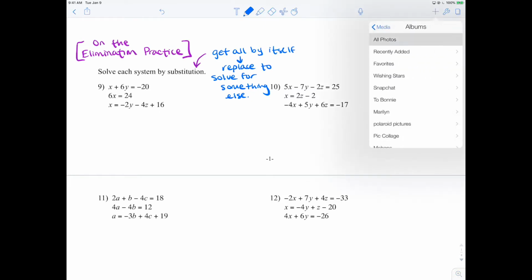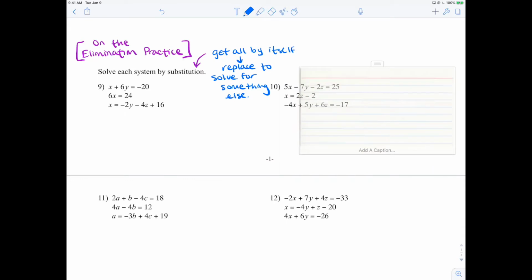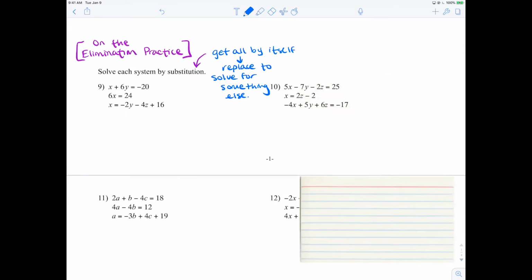So let's get our note card. Let's get a note card, and we will make a new one for solving systems by substitution. And the first thing I look for is a variable that is easiest to isolate.